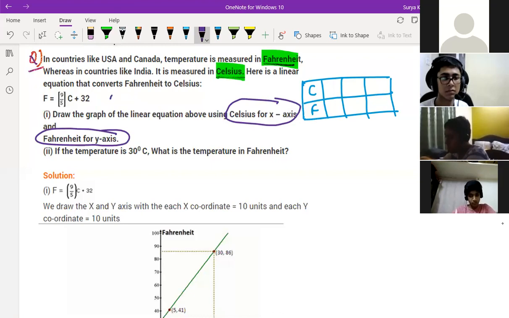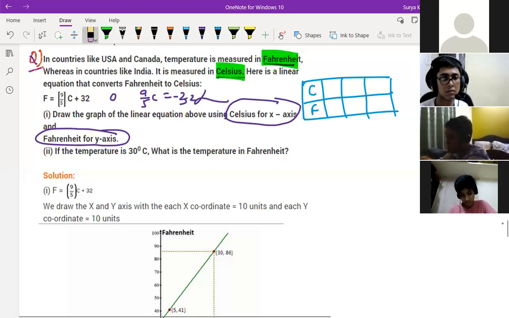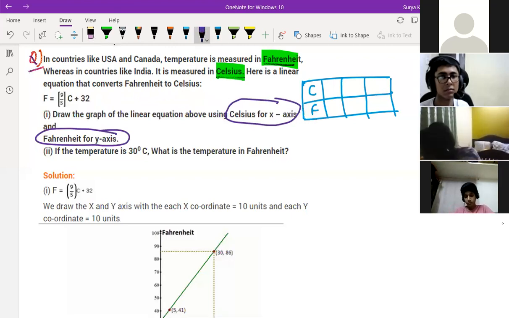If Fahrenheit is 0, then you'll get 9 by 5 plus 32 minus 32, right? So this is of no use because the answer will come in decimals. So in this type of question, you take C is equal to 0, you are getting 32 directly, and C is equal to 5 you take, or -5 you can take. If you take -5, the 32 minus 9 is what? 23. Correct.